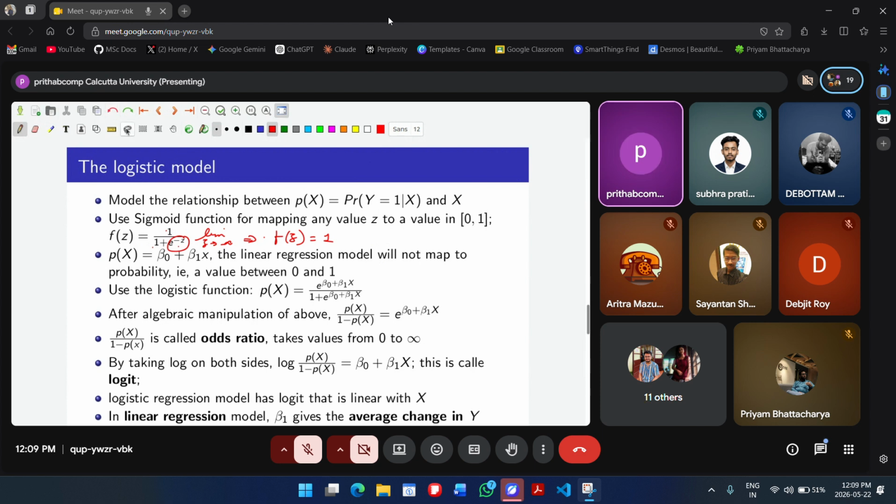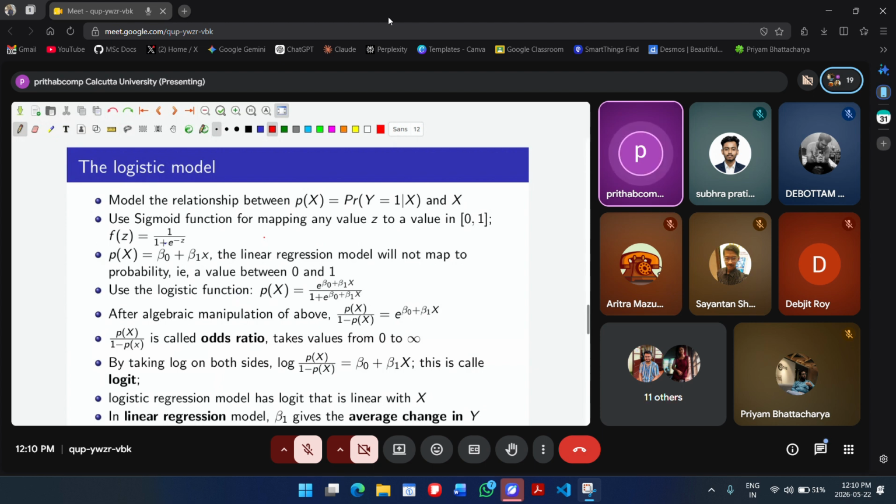Okay. So I hope you have understood the importance of converting a real value into a valid probability value in the interval 0 to 1. So P of x, as I said, a linear regression model will not map to probability. So that's why we use what is called a logistic function.